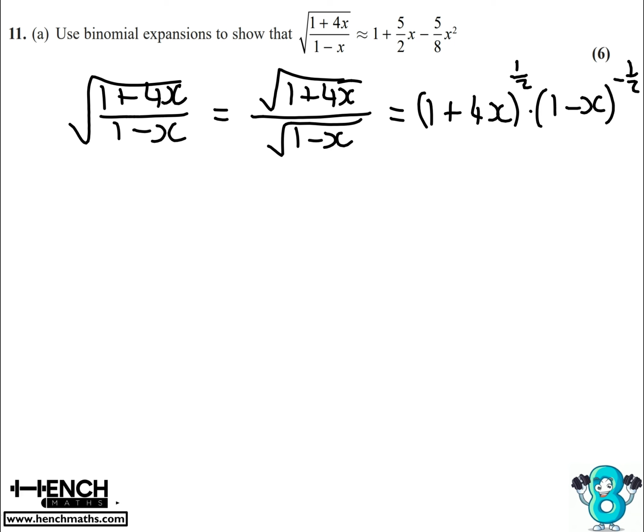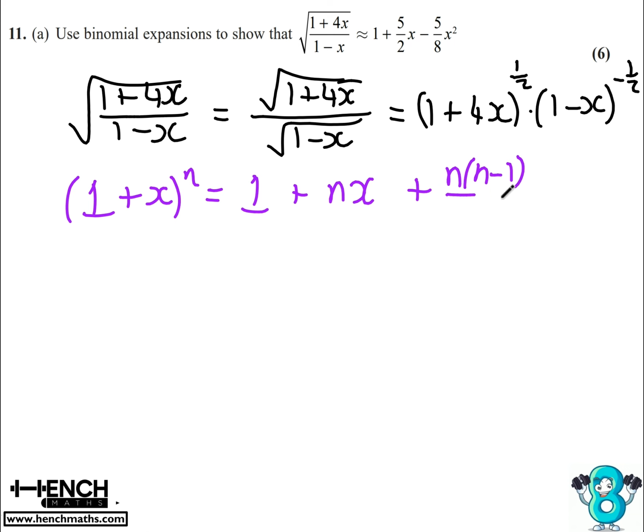I'll remind you of it now. This is in the formula book, but just remind ourselves when we're expanding 1 plus x to the power of n, it's the same as 1 plus nx plus n times n subtract 1 over 2 factorial x squared, etc., etc. So that can be found in the formula book. So we're going to do this now. We're going to use this to expand each of these separately. So let's start with 1 plus 4x to the power of a half.